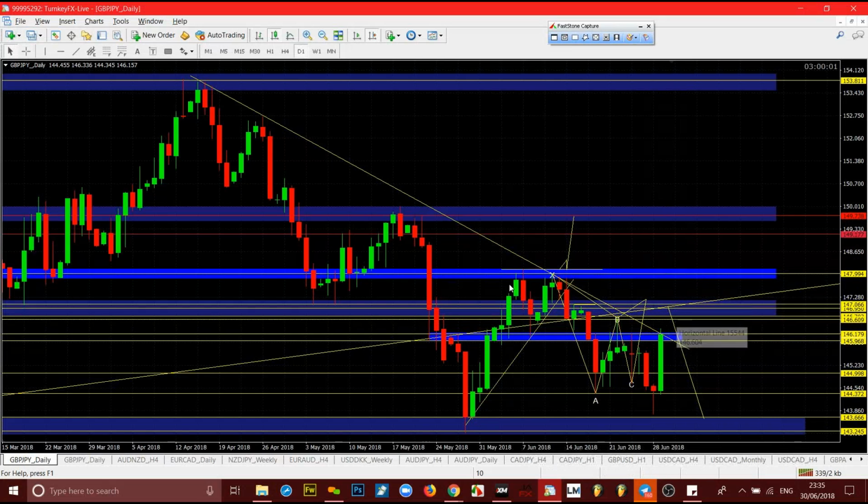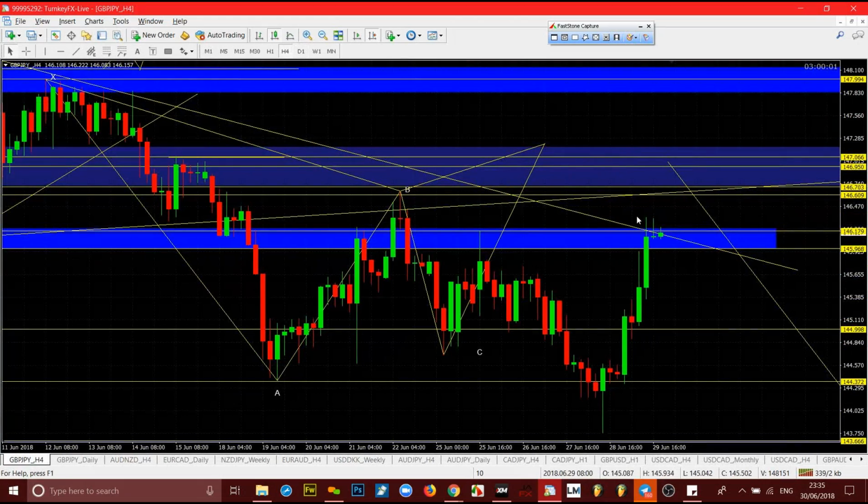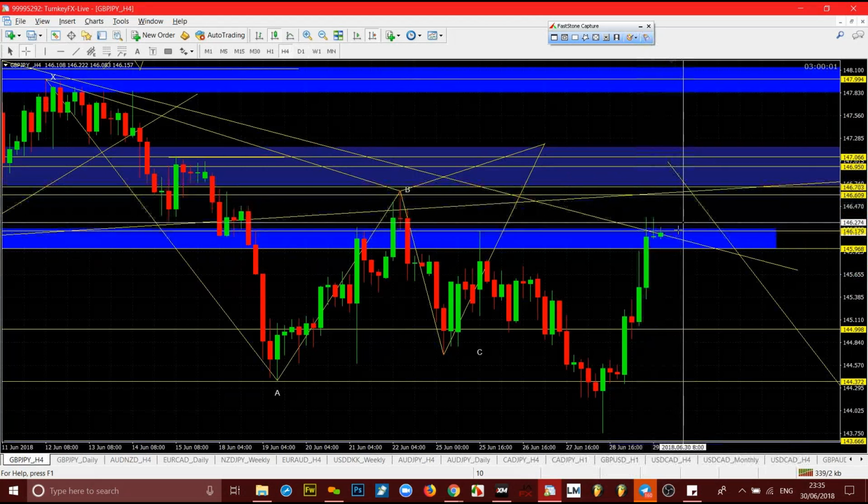Leave this upside. Let this do what it wants to do, or you can scalp it, break above. See what it's doing right now. It's breaking above it. Look for a good opportunity to buy.